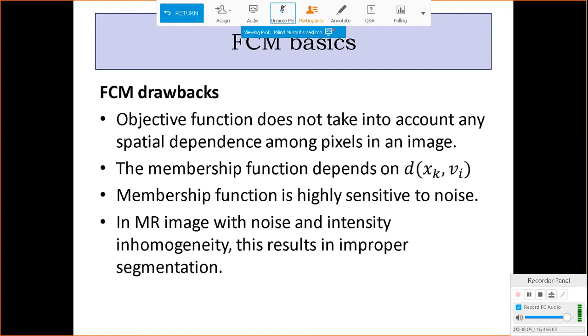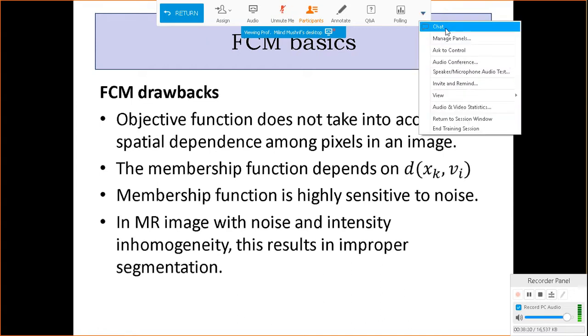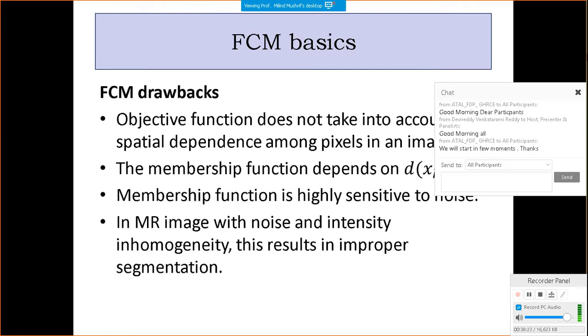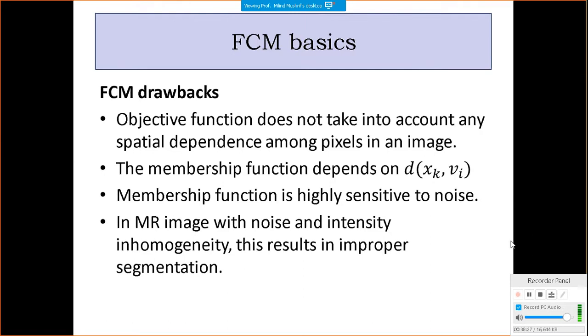There are some drawbacks of this algorithm. This objective function does not take into account the spatial dependence among pixels in the image. And the membership function depends on the distance between the kth sample and the ith center. So this membership function is sensitive to noise, and because of this we may not get good segmentation, especially when there is a high degree of noise and intensity inhomogeneity in MR images.